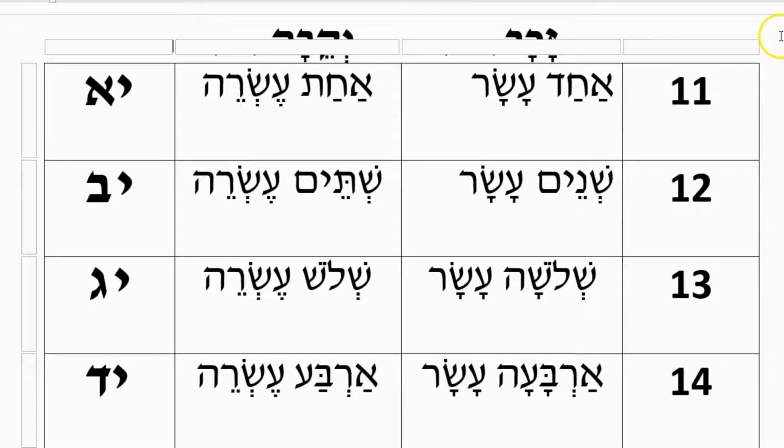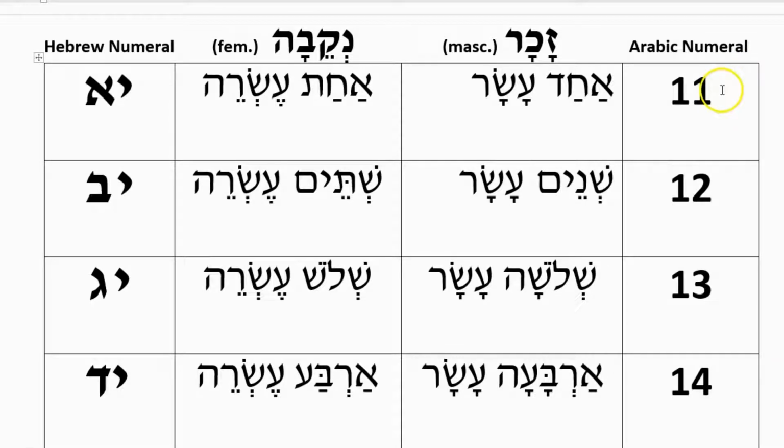For this lesson, we have the same basic chart as last time, with our familiar Arabic numerals on the right and our Hebrew numerals on the left. In this column we have Zachar, which is masculine, and we have Nekeva in this column, which is feminine.